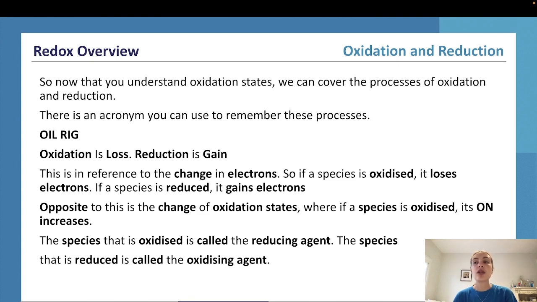So these reactions are dependent on each other. You can't have an oxidation without a reduction, and you can't have a reduction without an oxidation. They work hand in hand because you need one in order for the other to occur. As I previously said, you can't lose electrons to nowhere. They have to be given to another species. Same with, you can't just gain electrons from anywhere. They have to actually be taken from somewhere else.